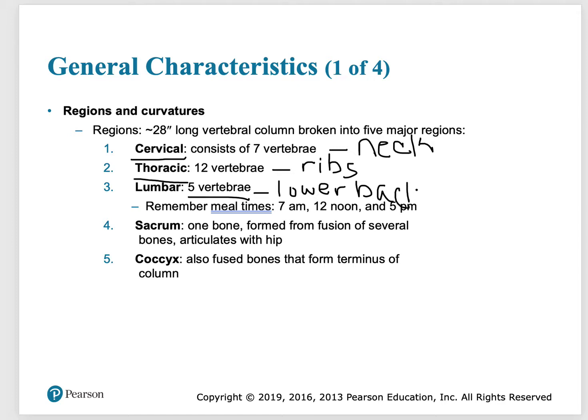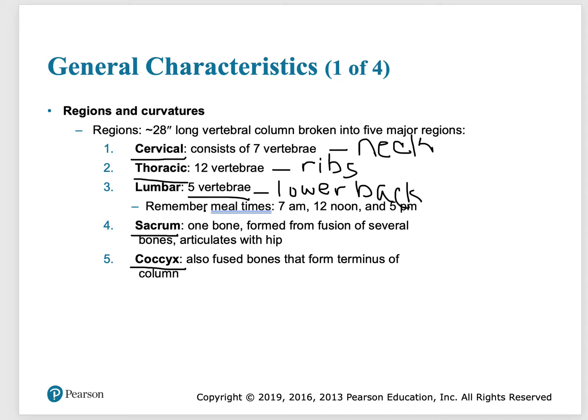Okay, and then towards the very base of the spine, we have 2 fused bones. We have a sacrum, which is many bones fused together. Of course, they fuse over time as we get older. And then the coccyx, which is also a fused bone.